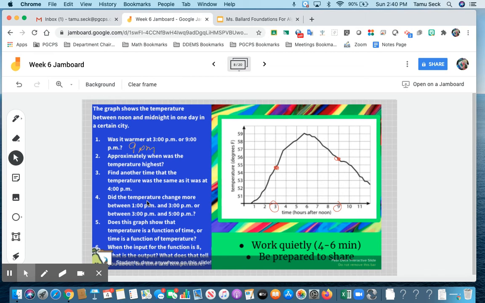Approximately when was the temperature the highest? Well, the temperature was the highest at this point. So what was the temperature? It was around 59 degrees. And what time was that? That was right before 6 o'clock.